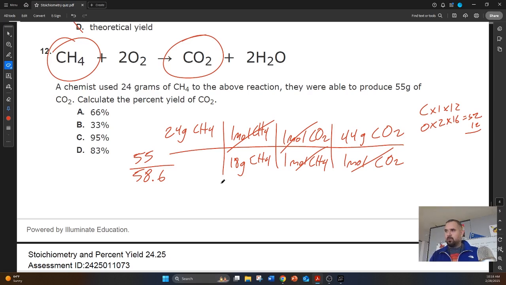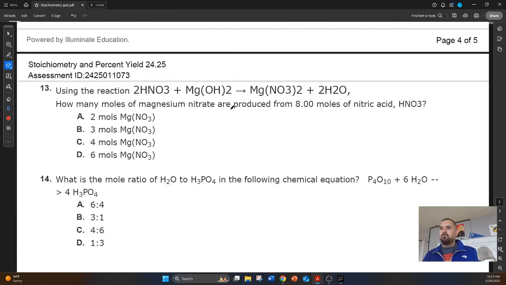So 24 divided by 18. Oh, it should be 16? Okay, I'm glad y'all caught that. So this should be 16. So 24 divided by 16 times 44 gives us 66. And then we do 55 divided by 66, and that would give us 0.83, or 83%. Let's move on to the next one.